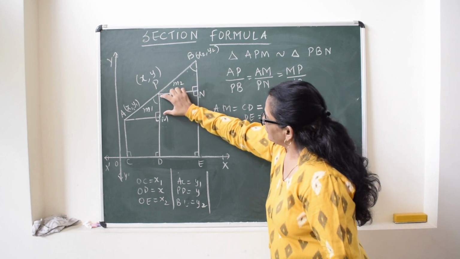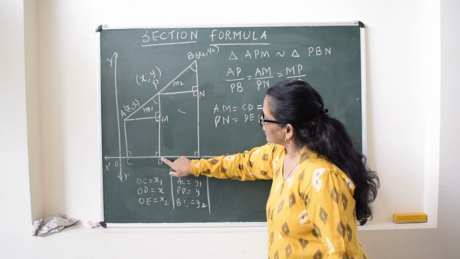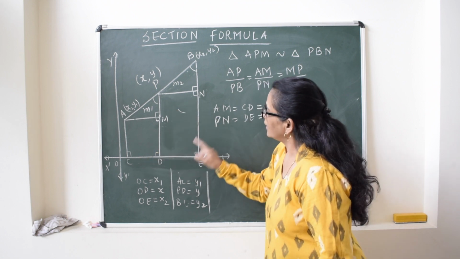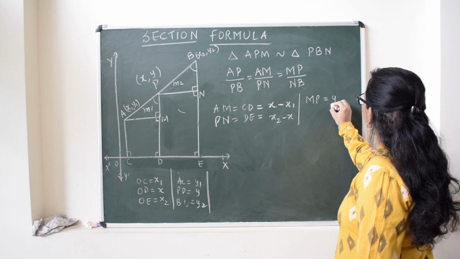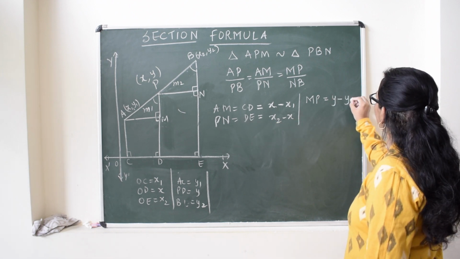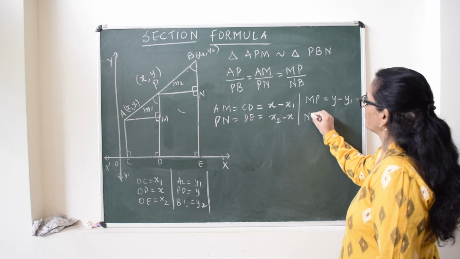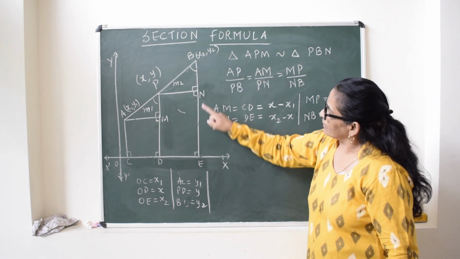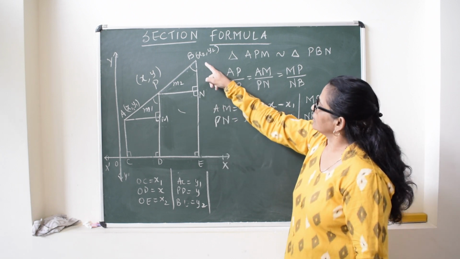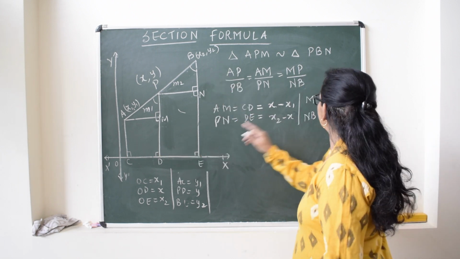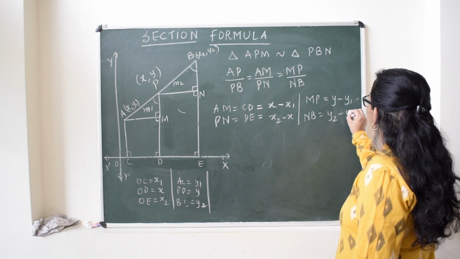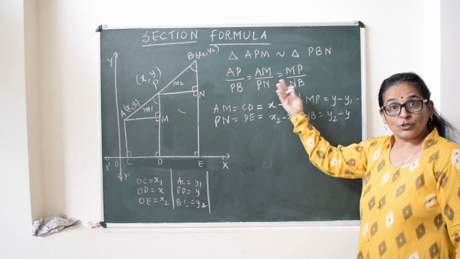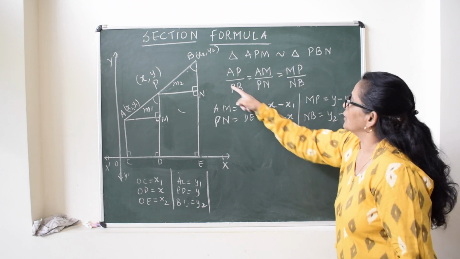MP is PD minus MD. The perpendicular distance of this point from the x-axis is y, minus the other one, y1. And NB is BE minus PD. Clear? This distance is from the x-axis, so that will be y2 minus y.